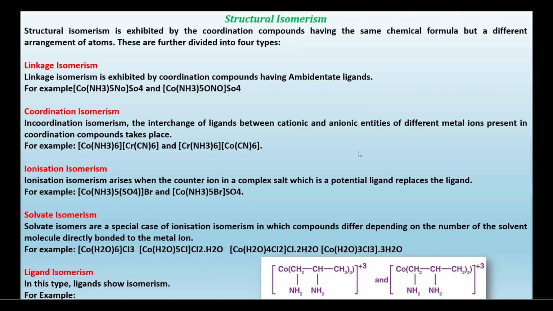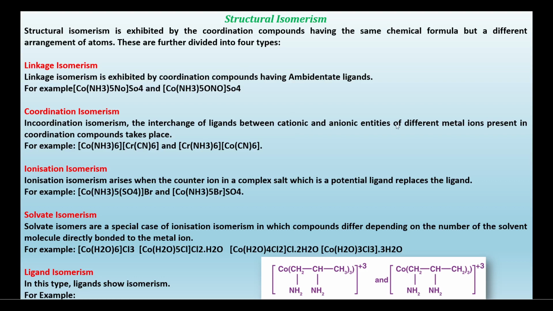Next, structural isomerism. What do you mean by structural isomerism? It also appears in coordination compounds, where there is the same chemical formula but a different arrangement of atoms. Different types of arrangements can be observed. First is linkage isomerism. Second is coordination and ionization, solvate and ligand. There are four types, and ligand isomerism is another type.